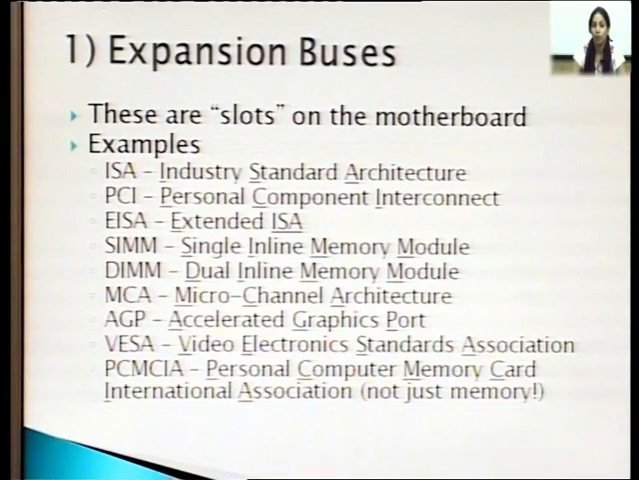MCA is micro channel architecture. AGP is accelerated graphics port, and VESA is Video Electronics Standards Association. PCMCIA is Personal Computer Memory Card International Association. So these are the various full forms of the expansion buses. Later on we will discuss the various features of these buses.